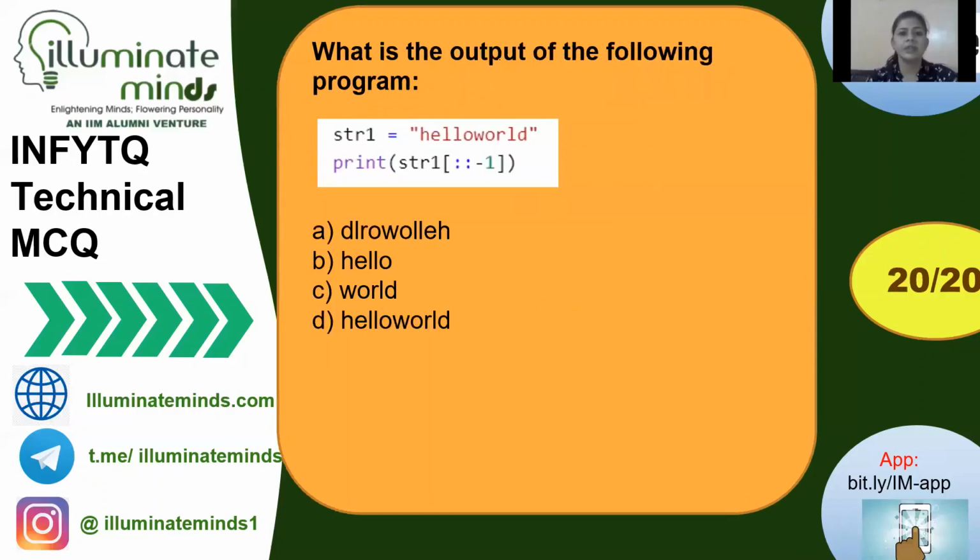Looking at the last question, what is the output of the following program? String 1 equals to hello world, print string, then we have these columns and -1. So what it will do? It will start printing from the last character which is -1 and it will print in the reverse order. D, L, R, O, W, O, L, L, E, H. This means first is the right option.